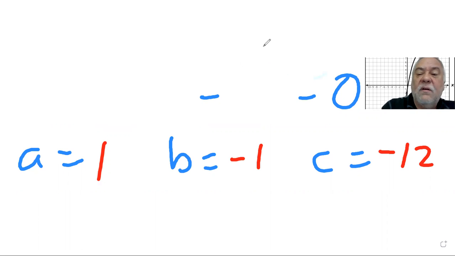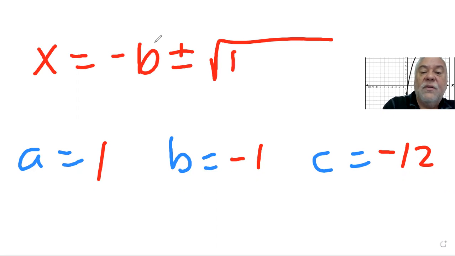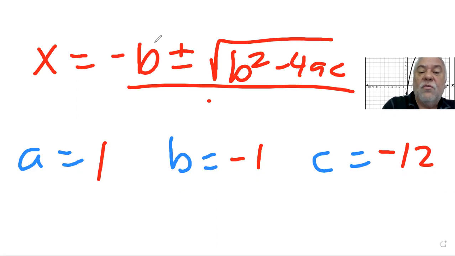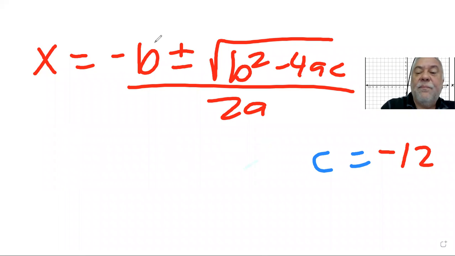So let's make some room here and rewrite that quadratic formula. So x is equal to minus b plus or minus the square root of b squared minus 4ac all over 2a. Okay, so now we have to plug in 1 for a, negative 1 for b, and negative 12 for c. So let's do that.